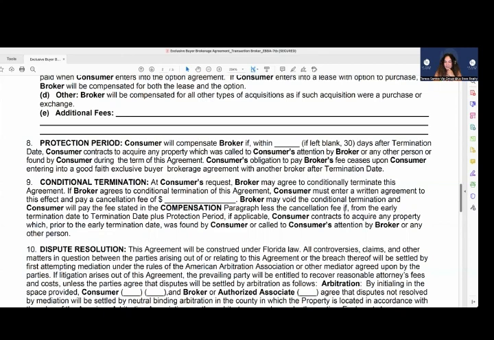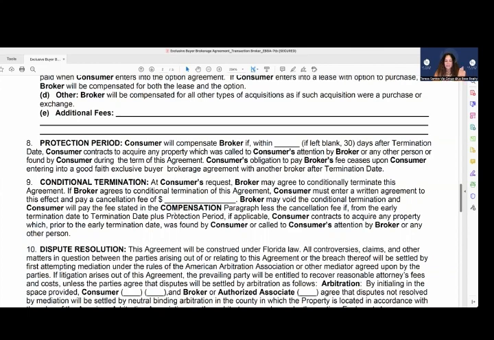paragraph less the cancellation fee if, from the early termination date to termination date plus protection period, if applicable, consumer contracts to acquire any property which, again, you were the procuring cause. Prior to the early termination date was found by the consumer or called to consumer's attention by broker or any other person. So while they're in this contract with you, whether they find the property, you find the property, or somebody else presents them the property, because they're under contract with you, they still owe you compensation.